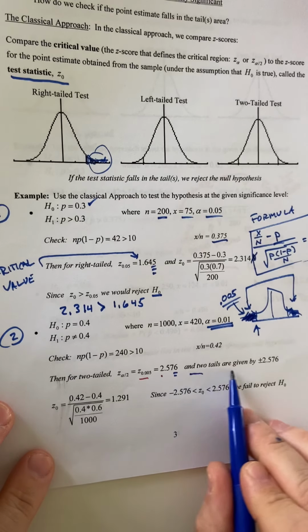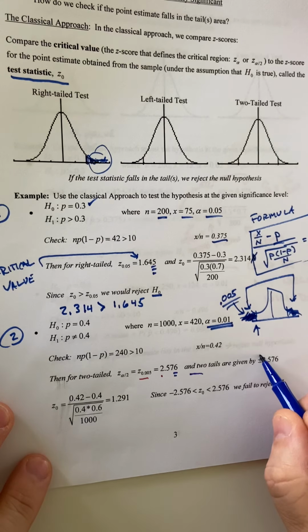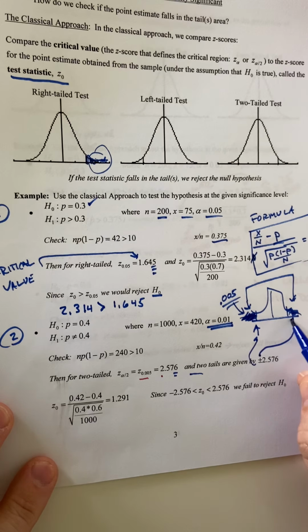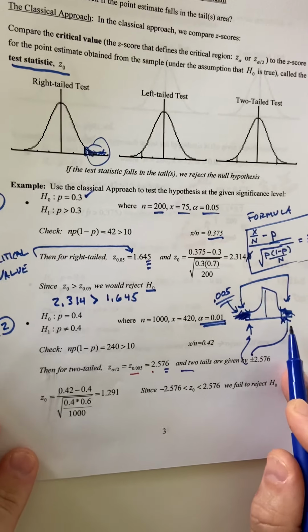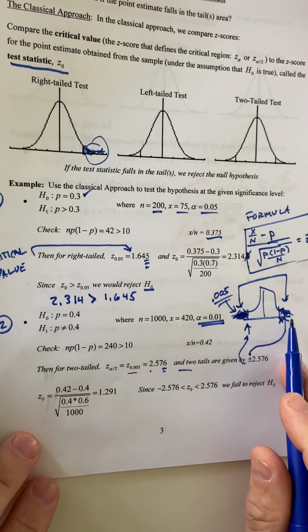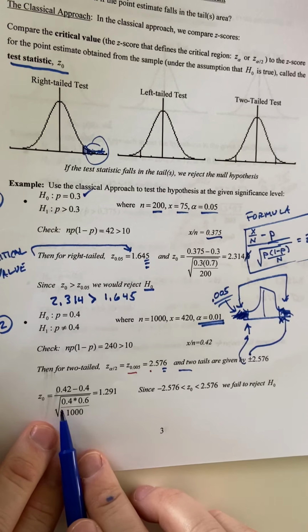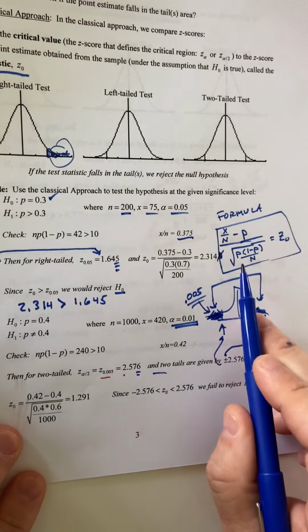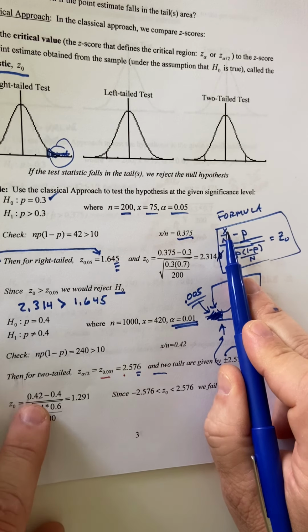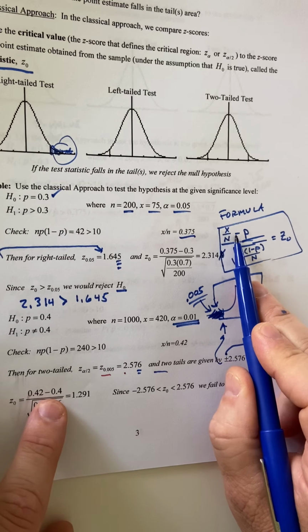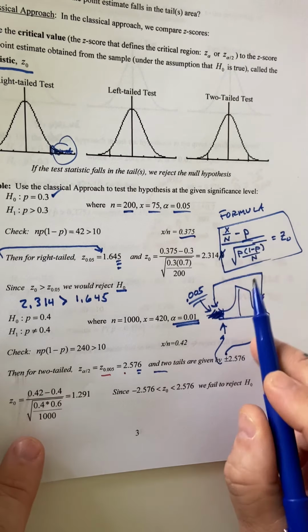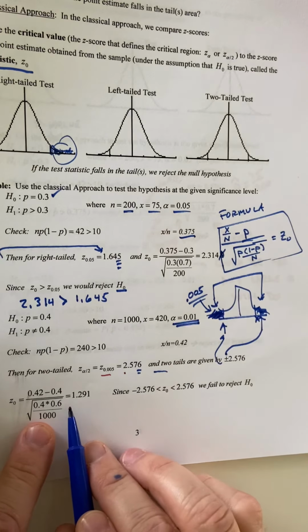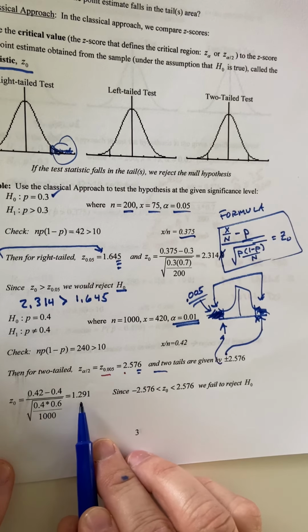Okay, the two tails are given. You'll have one z-value, the negative one right here, and one z-value, the positive one right there. I hope that makes sense. Then, to get our test statistic, or z sub 0, we use this formula up here again, x over n minus the p-value in question divided by the square root of all of this. We get 1.291.